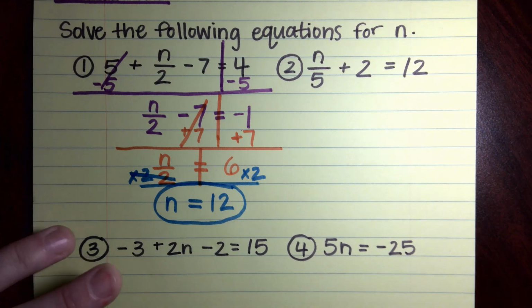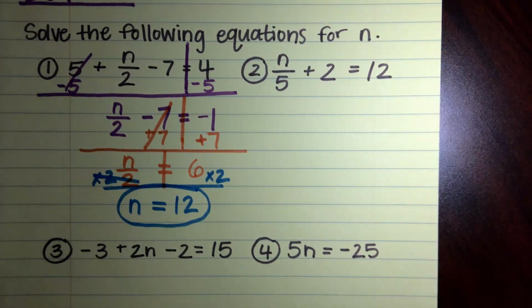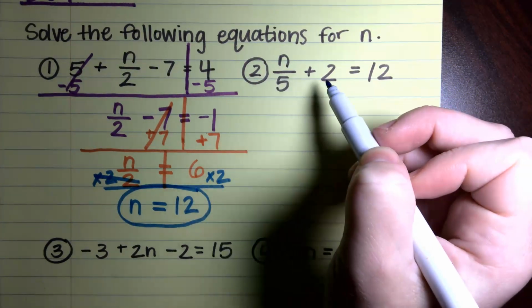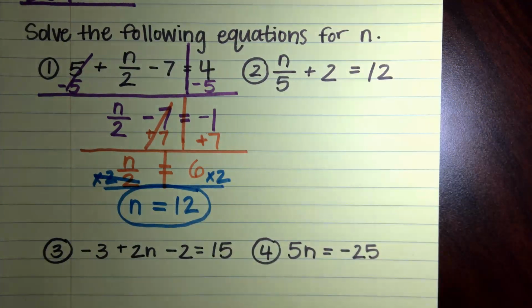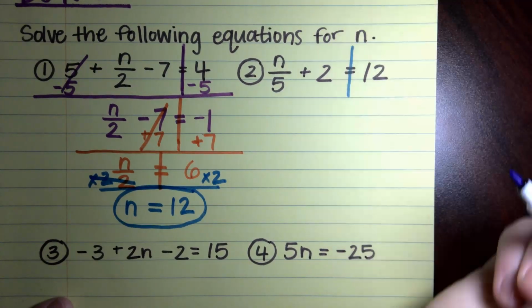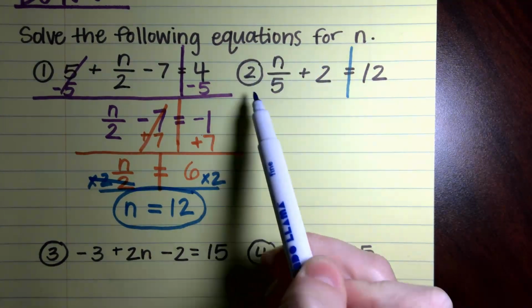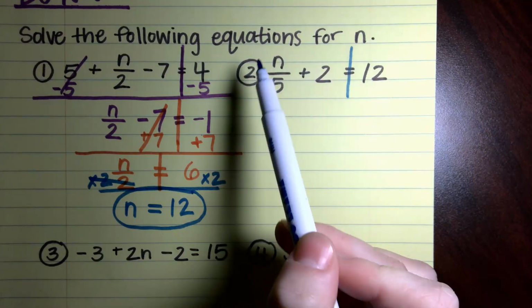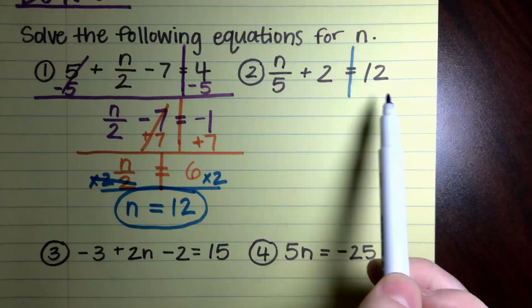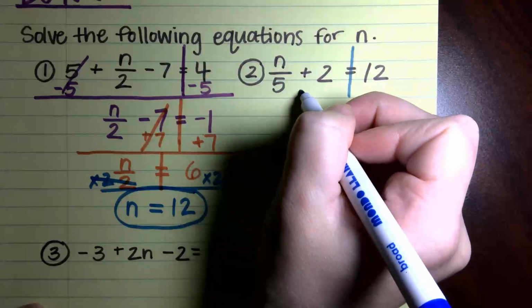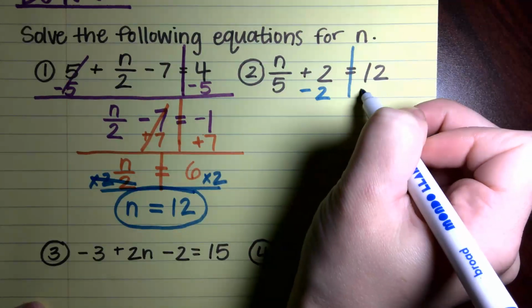All right, let's look at number 2. Number 2, we have n divided by 5 plus 2 equals 12. If it helps you to keep things separate, go ahead and write a line through your equal sign so you know here's one side of my equation and here's my other side. Whatever I do over here, I must do over here as well. What should I do first? Yeah, let's get rid of that 2. Minus 2, both sides.